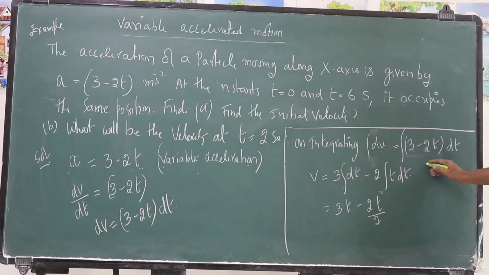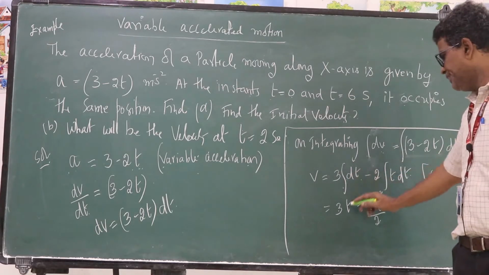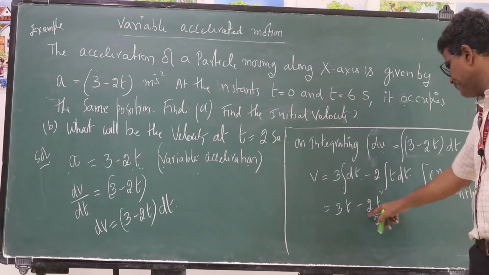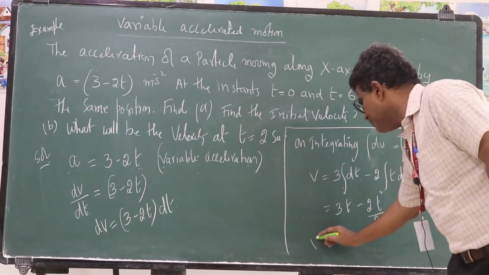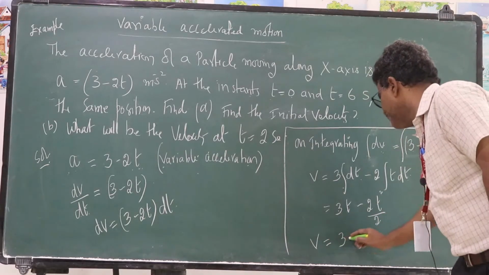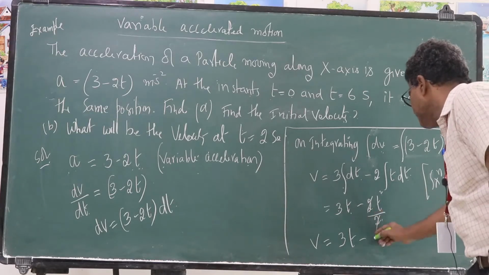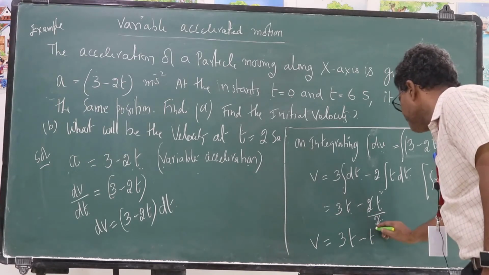Here I am using the formula: integral x to the power n dx is equal to x to the power n plus 1 by n plus 1. Integral dt is t. For integral t dt, the power is 1, so 1 plus 1 is 2, t square by 2, and this 2 gets cancelled. So I got velocity as a function of t: 3t minus t square.